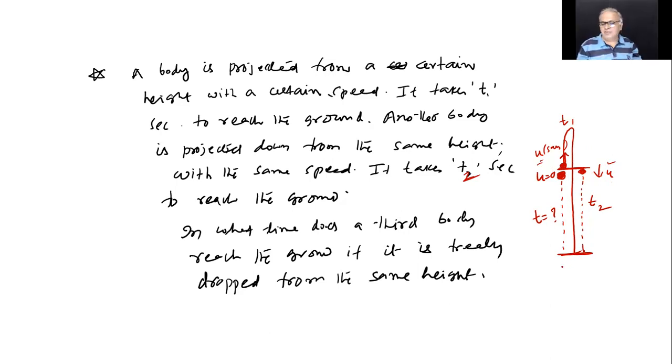So after that, what should I do? To go and come back here, it takes T1 minus T2, isn't it? Not here. This is T2 already. The first body would take total T1, but out of that, it takes T2 time from here. So how much time does it take to go and come back to the same height? T1 minus T2. So can I write 2u by g equals T1 minus T2?